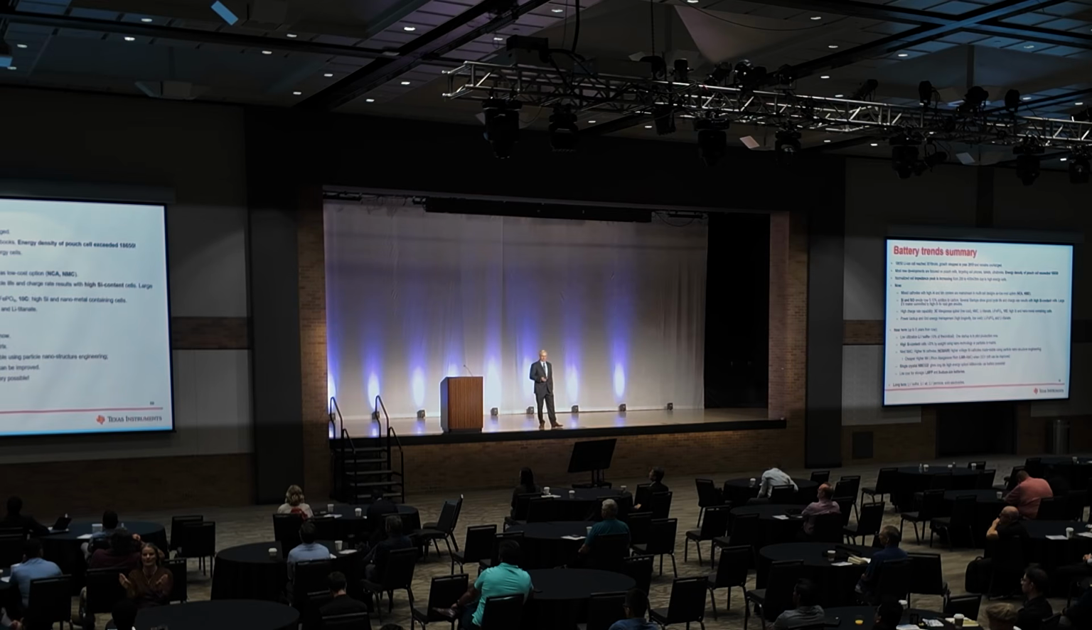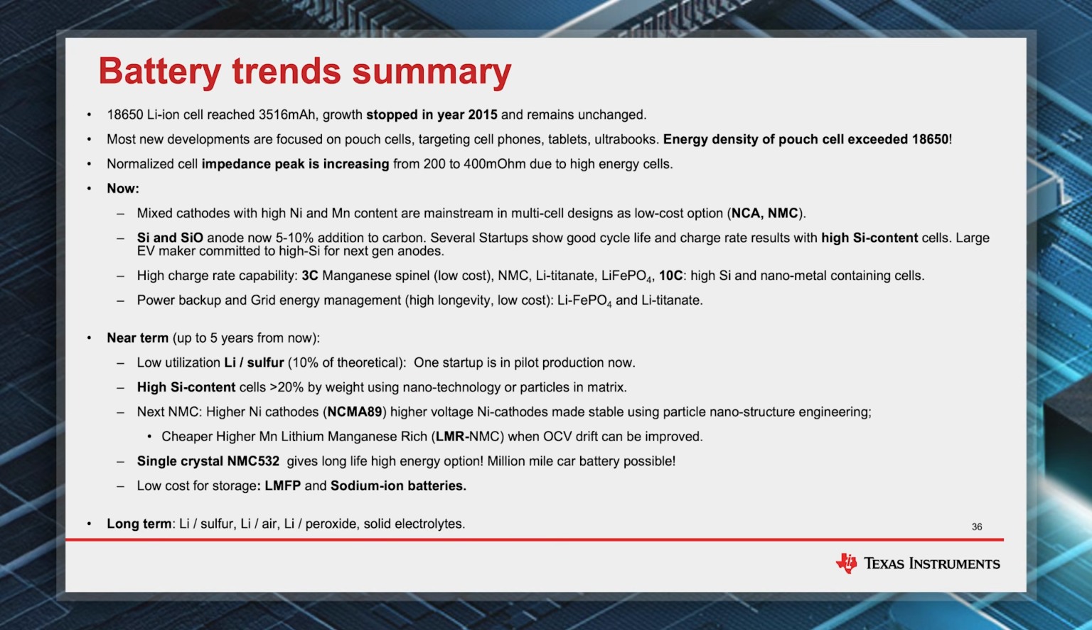So that is pretty much everything I have. To reiterate, some of the main trends are that 18650s are barely growing anymore in capacity, but pouch cells are still continuing to grow. So there is still a lot of research and improvement in energy density. And the normalized impedance peak is between 200 and 400 milliohms. So you can check your battery's normalized impedance and see where it is compared to the typical battery.